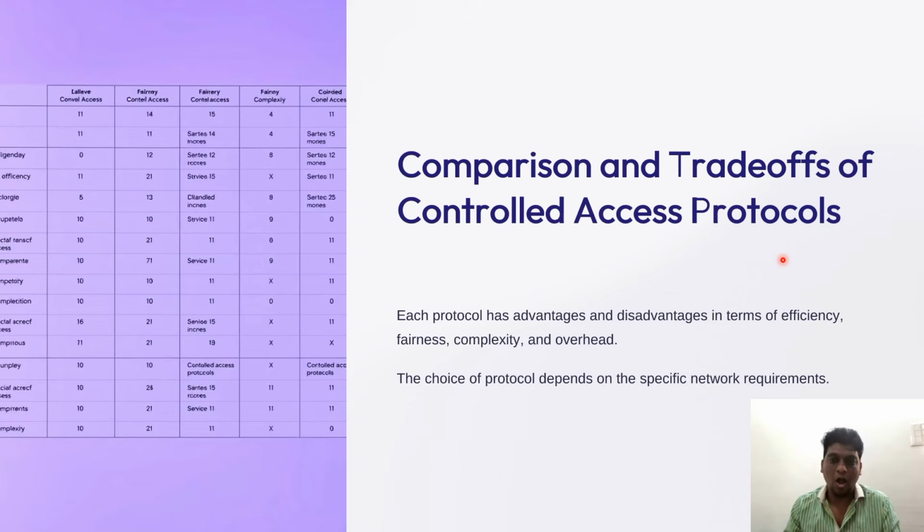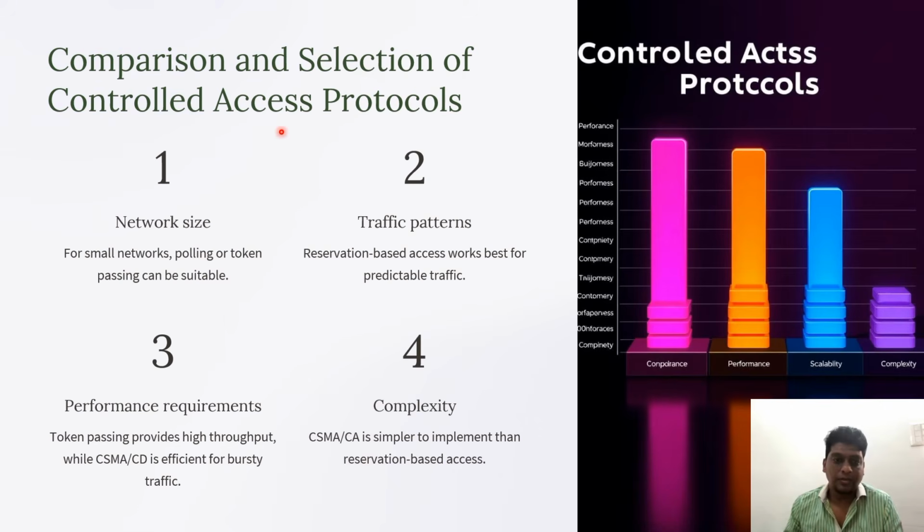So we have to compare all the previous control access methods. Every method has some pros and cons in terms of efficiency, fairness, complexity, and overhead. Based on our network requirements, we should choose the protocol. The first category is the size of the network. Based on the network, we should choose the type of protocol that we are going to use. If the network size is small, we should go for polling or token passing.